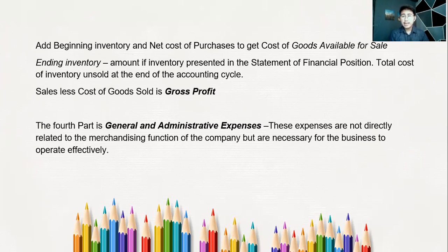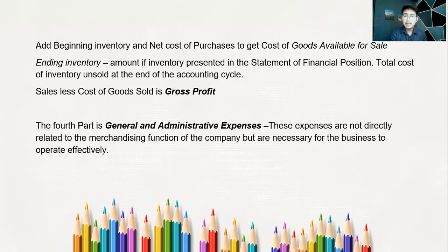So when we say ending inventory naman, amount is inventory presented in the financial or statement of financial position, which is the total cost of sales less cost of goods sold, which is the gross profit.